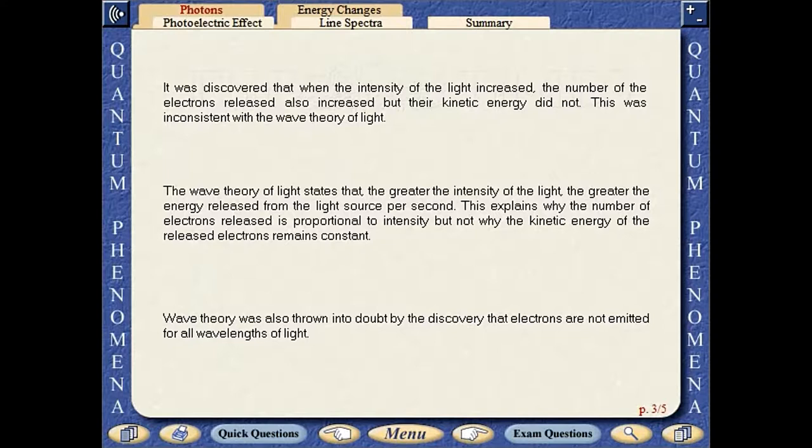It was discovered that when the intensity of the light increased, the number of electrons released also increased, but their kinetic energy did not. This was inconsistent with the wave theory of light. The wave theory of light states that the greater the intensity of the light, the greater the energy released from the light source per second. This explains why the number of electrons released is proportional to intensity, but not why the kinetic energy of the released electrons remains constant. Wave theory was also thrown into doubt by the discovery that electrons are not emitted for all wavelengths of light.